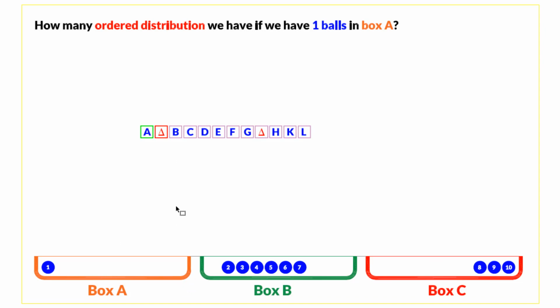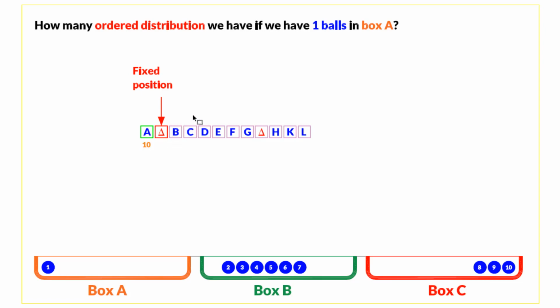for this situation. But we have to remember that box A must have only 1 ball, which means that this delta here must be fixed in position, because if delta moves ahead, then we have both A and B in box A, and that is contrary to our question, 1 ball only in box A. So in how many ways can we choose a ball in box A? We have 10 balls, so we can choose that in 10 ways.